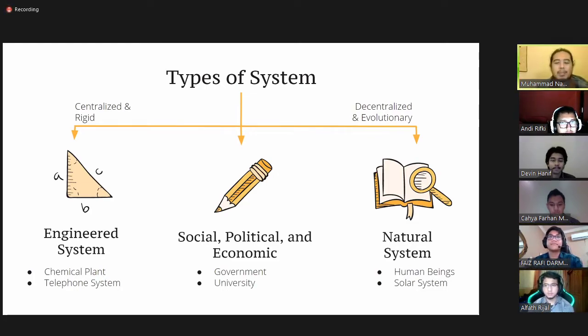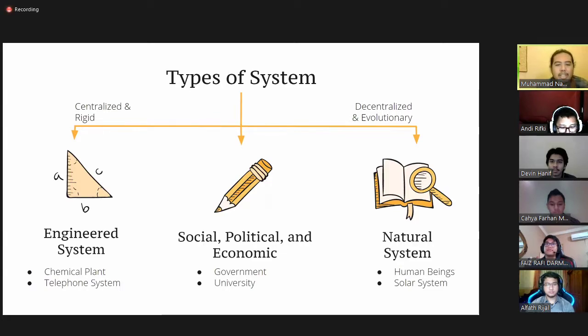My name is Muhammad Nazifka, and I will continue about these types of system. So the first is the engineered system. It is basically a system that consists of man-made materials or factors. The examples are chemical plants and telephone systems. And the other side is the natural system. It consists of living or non-living natural factors. For example, for living is human beings, and for non-living is the solar system.